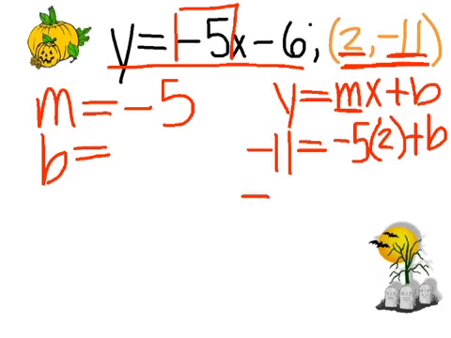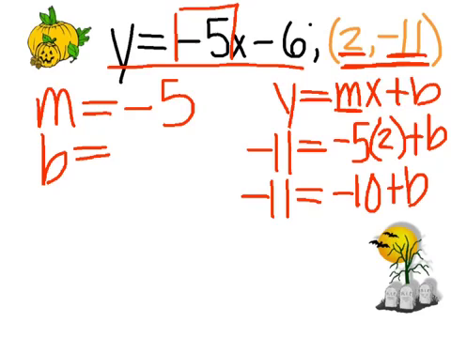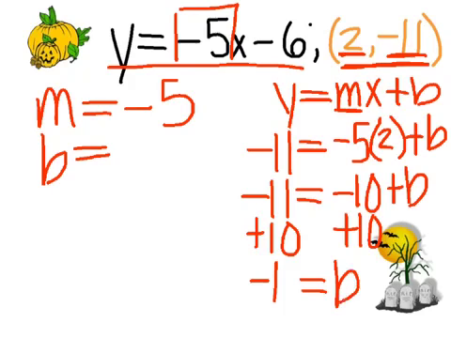Okay, so we have negative 11 on the left side. We need to multiply negative 5 times 2, which what does that give us? So we have negative 10 plus b. What do we need to do? Add. Add what? Add 10 to both sides. What do we get? Negative 11 plus 10. Negative 1. So our y-intercept is negative 1.